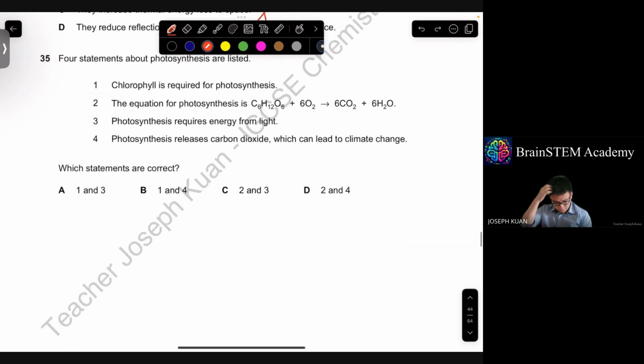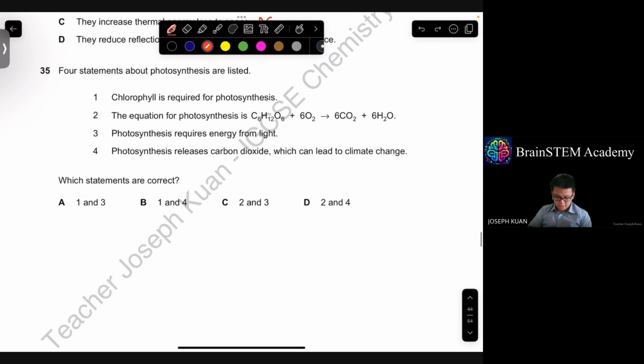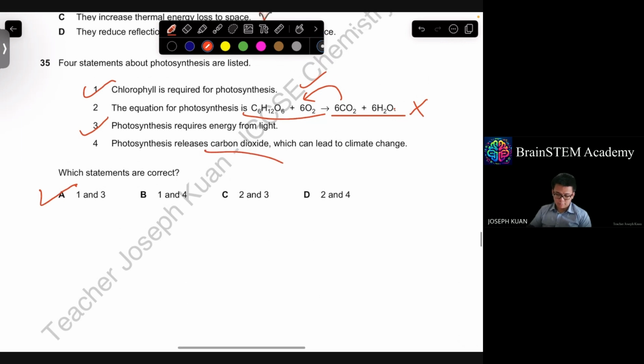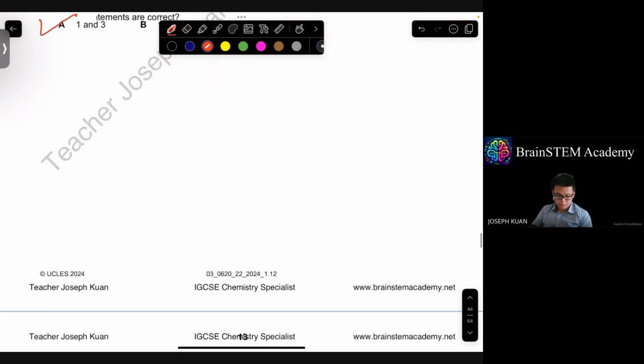Okay, 35. 4 statements about photosynthesis are listed. Which statements are correct? So we need chlorophyll. The equation is the opposite. It should be carbon dioxide and water turned into glucose and oxygen, and it requires energy from light. So 1 and 3. And it should absorb carbon dioxide, which helps to reduce climate change.